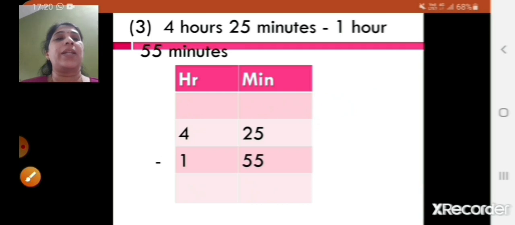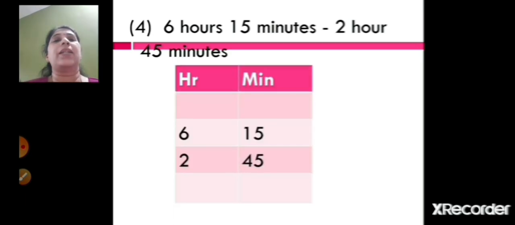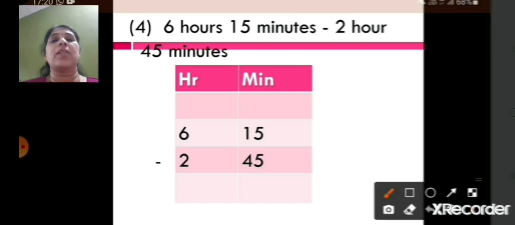So let's move to the fourth one. 6 hours 15 minutes minus 2 hours 45 minutes. Again we'll prepare the table as hours and minutes. Now 6 hours 15 minutes: in the hours column I will write 6 and in the minutes column I will write 15. 2 hours 45 minutes: in the hours column I will write 2 and in the minutes column I will write 45. Now let's carry out the subtraction.